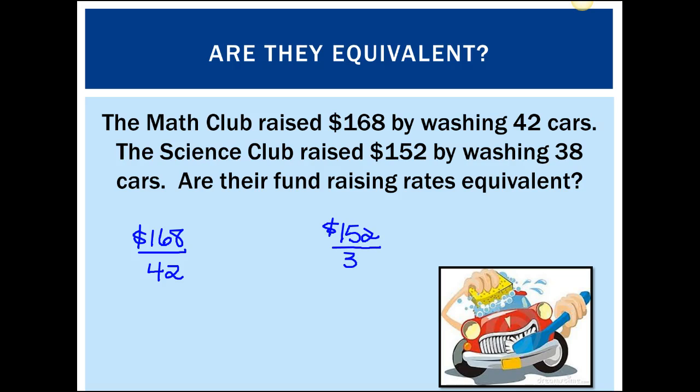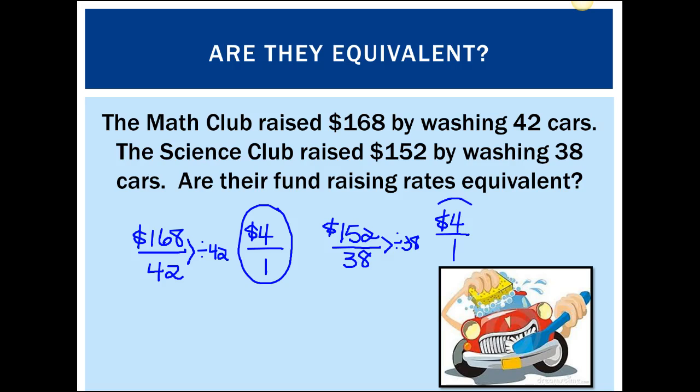We can't easily get from 168 to 152 or from 42 to 38. Probably the easiest way to solve this one is to find the unit rate. We would divide by 42, and when we divide 168 by 42, we learn that the Math Club charged $4 per car. If we divide by 38 for the Science Club, we also learn that the Science Club charged $4 per car. So yes, their fundraising rates are equivalent.